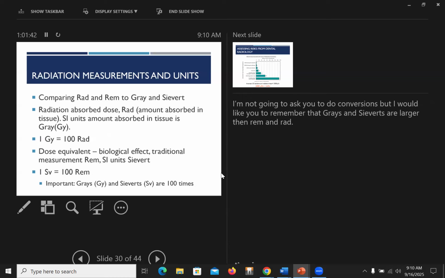Okay, so now we'll look at the next comparison. Dose equivalent, biological effect. The traditional measurement is REM, which I think stood for roentgen equivalent in man. And the SI unit, the new system, they talk about in sieverts. So again, it's the exact same thing. One sievert is like 100 REM. If you're talking about one REM versus one sievert, they're not the same, vastly different, way stronger, way more exposure in the sievert. And that is your basic point.